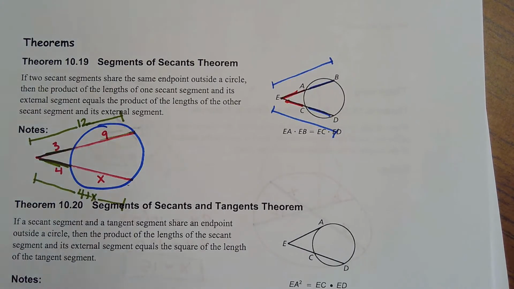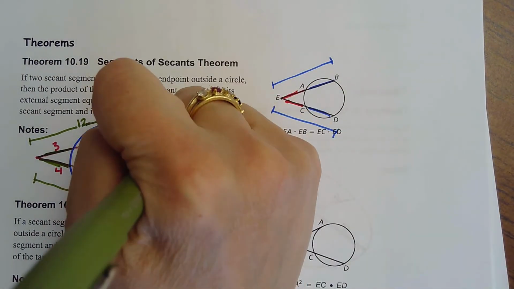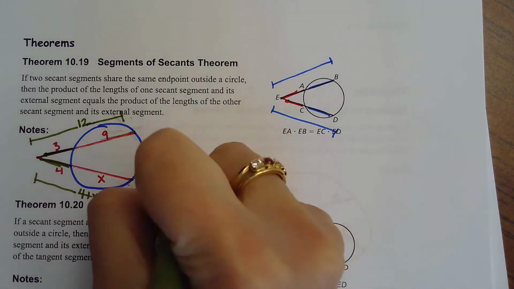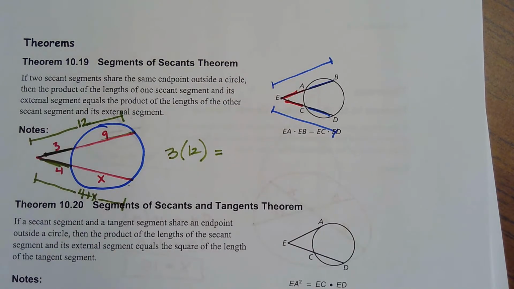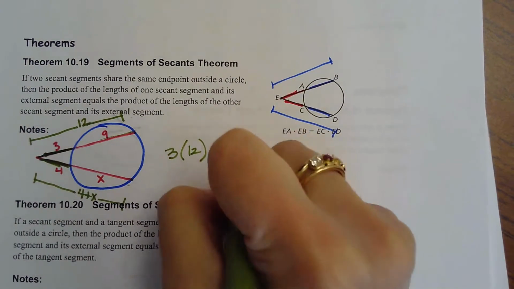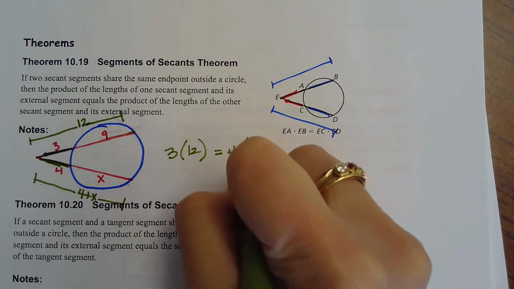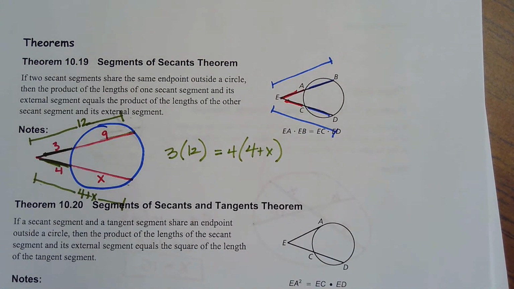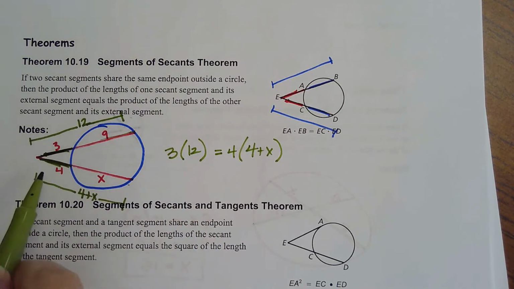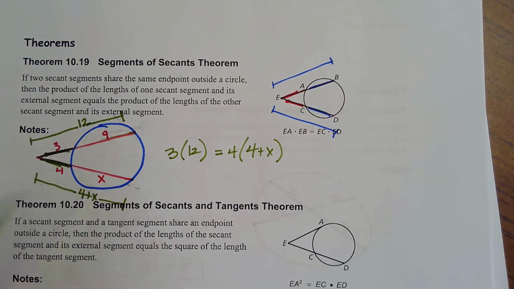So the relationship is, if you multiply the external segment, so 3, times the secant segment, okay, times 12, it has to equal this external segment times its secant segment. So it gets a little crazy, right? So it's this outside piece times the whole thing equals this outside piece times the whole.